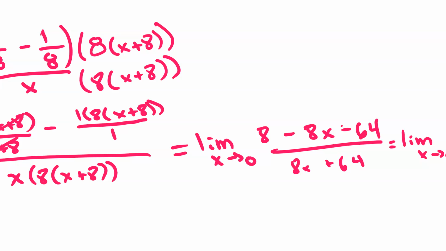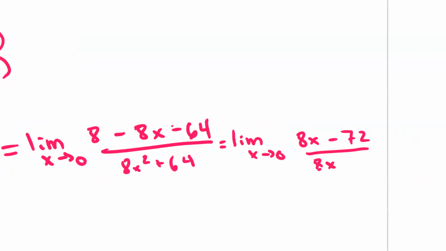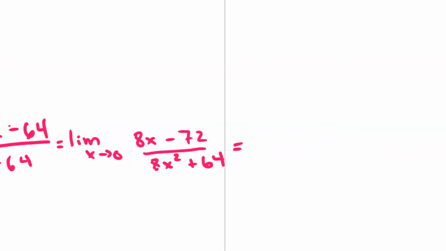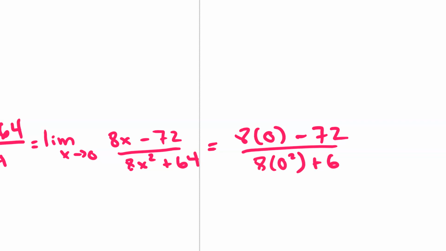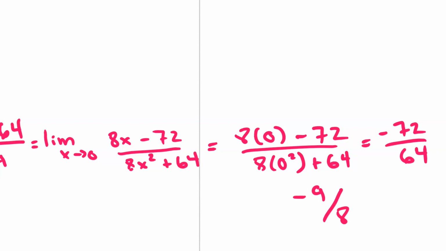It's 8 times x, which would be 8x squared. So we got 8x squared plus 64. And we're looking at as x goes to 0, so we have to plug in 0. So we've got negative 72 over 64. 8 goes into both, so we've got negative 9 over 8.